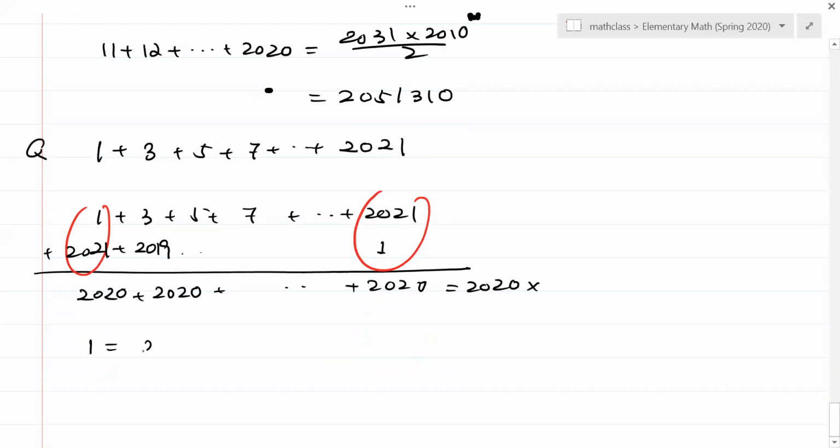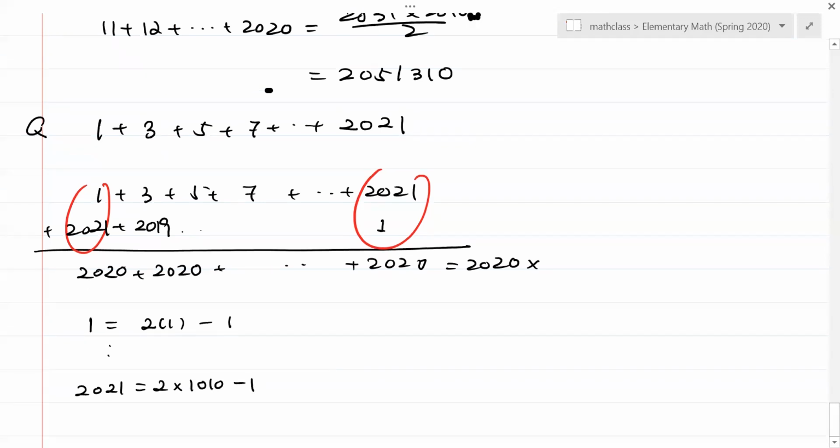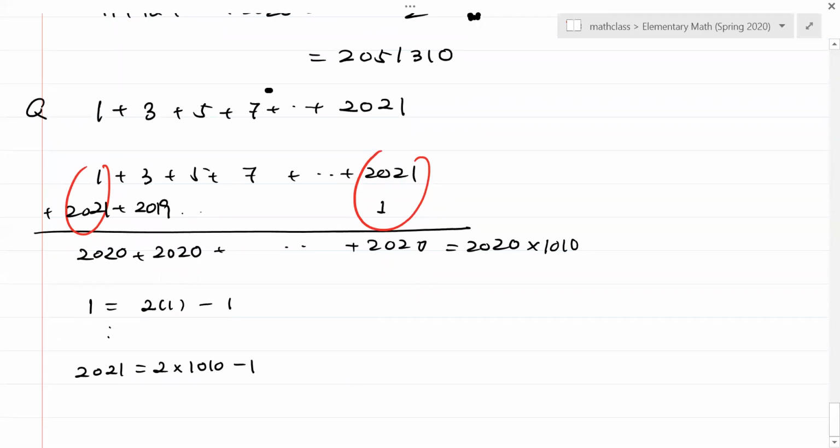Well, 1 is written as 2 times 1 minus 1. And the last term, 2021, is going to be 2 times, right? Actually, 2020 divided by 2. So 1010 minus 1, I think. So there'll be 1,010 terms. No, 2020, yeah. 1,011 terms. Yeah, 2022 minus 1.